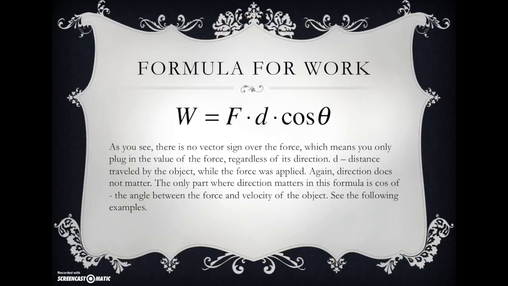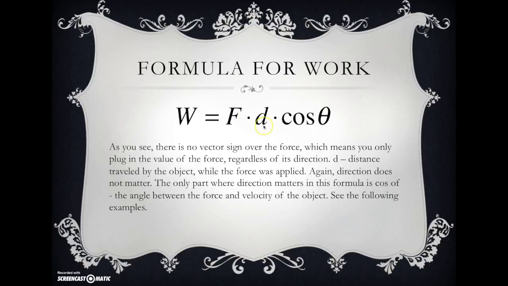Distance is also not a vector, so it doesn't matter whether the object is moving left, right, up, down, sideways, whatever. You just take force as it is, absolute value or magnitude, times distance, and then you're multiplying it by cosine of theta. Now that is when direction comes in, because that angle is between which way the force is applied, so between the force, and which way the object is going, so velocity.